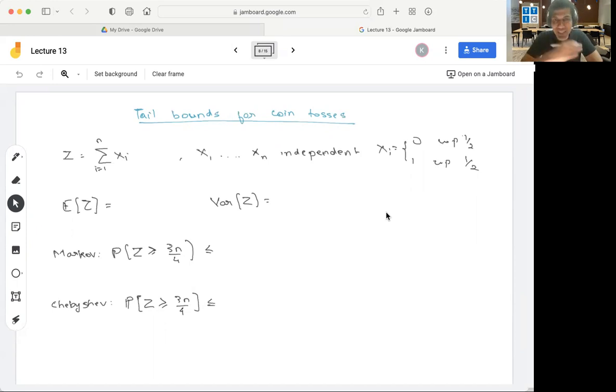Let's consider an example of coin tosses, which we have been thinking about. Let's say the xi's are independent random variables which are 0 or 1 with probability half each. In other words, each xi is a Bernoulli random variable with parameter half. And let's say z is the sum of n independent Bernoulli random variables, or in other words, it's a binomial random variable with parameters n and half.